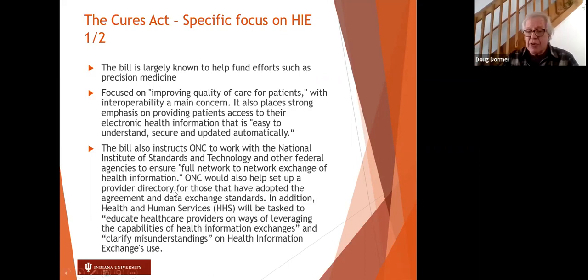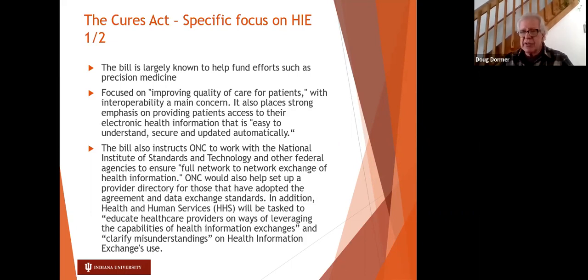It also sets up a provider directory that allows consumers to choose and to evaluate their providers for how well they're doing with this evolution. And it was tasked with educating healthcare providers on the ways to leverage these capabilities of health information exchange and to clarify any misunderstandings. So it's still not the full force I would like to see for consumer health informatics, but it's implied. It's clearly implicit in all of these steps.